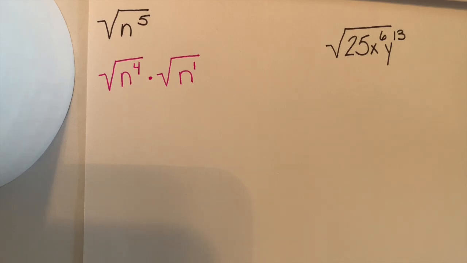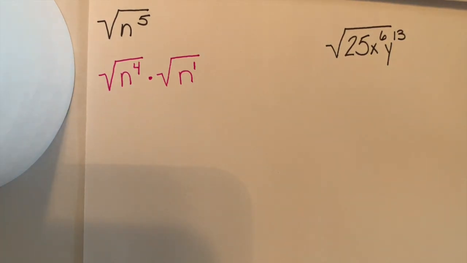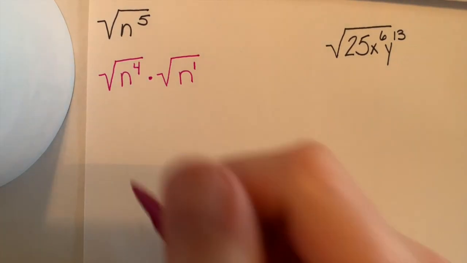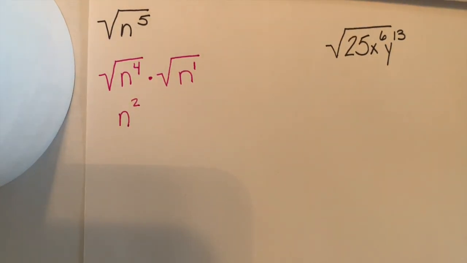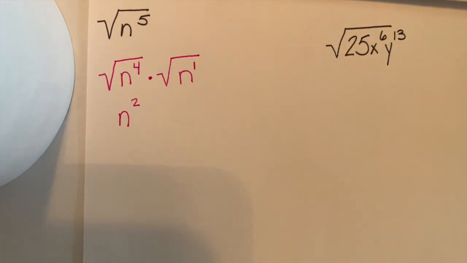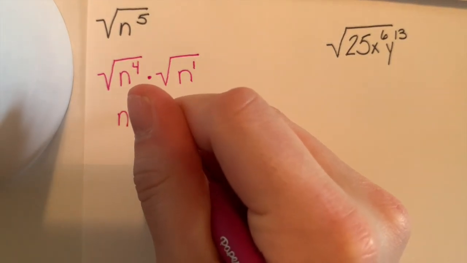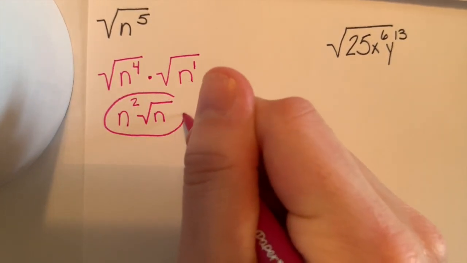We did this because, similar to our examples previously, we can take the square root of n to the 4th evenly. And if we do that, we would end up with n squared, because 4 divided by 2 is really 2. And then multiply it by whatever we have left over. And this would be my final answer.